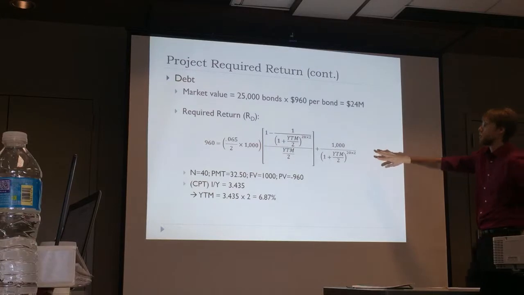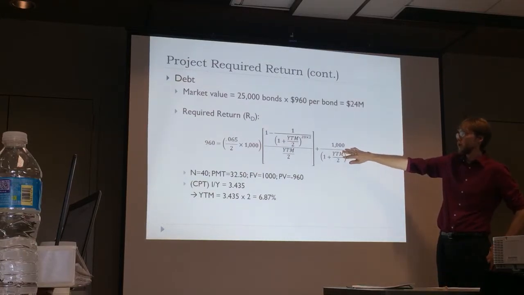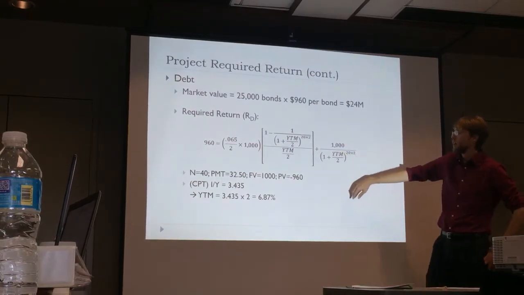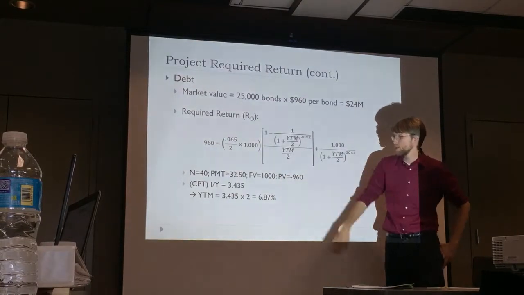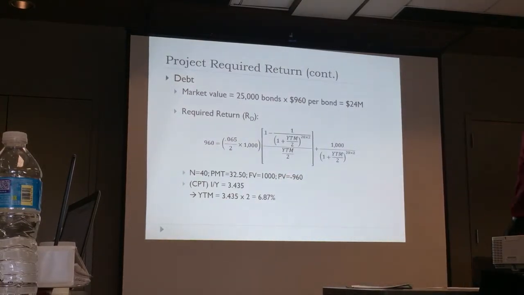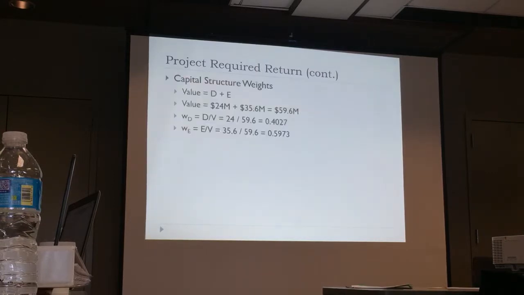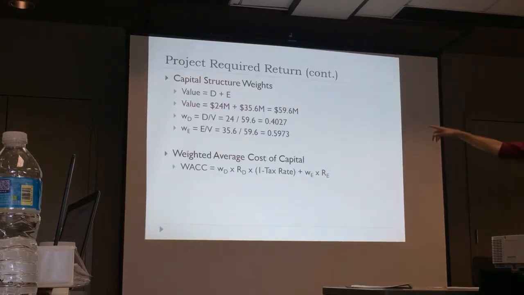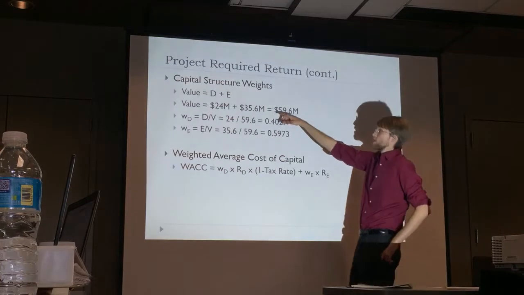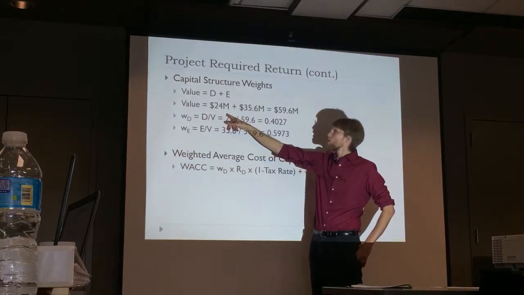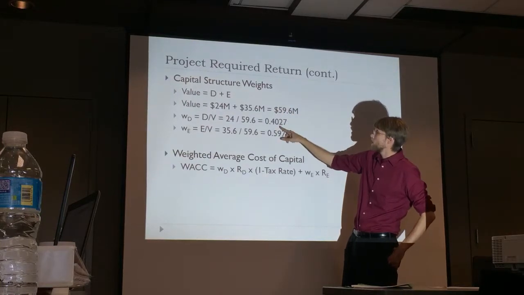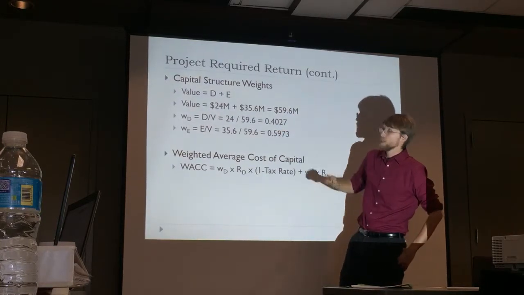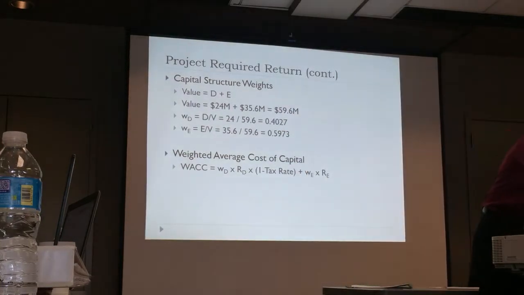All right, required return, we're using our bond valuation equation, plugging in everything that we know. Again, being careful, we use our calculator because it's semi-annual. We have to double whatever gets spit out. We get a cost of debt pre-tax of 6.87%. We get our capital structure weights. Market value of debt, $24 million. Equity, almost $36 million, so a total of about $60 million. 40% from debt, 60% from equity.